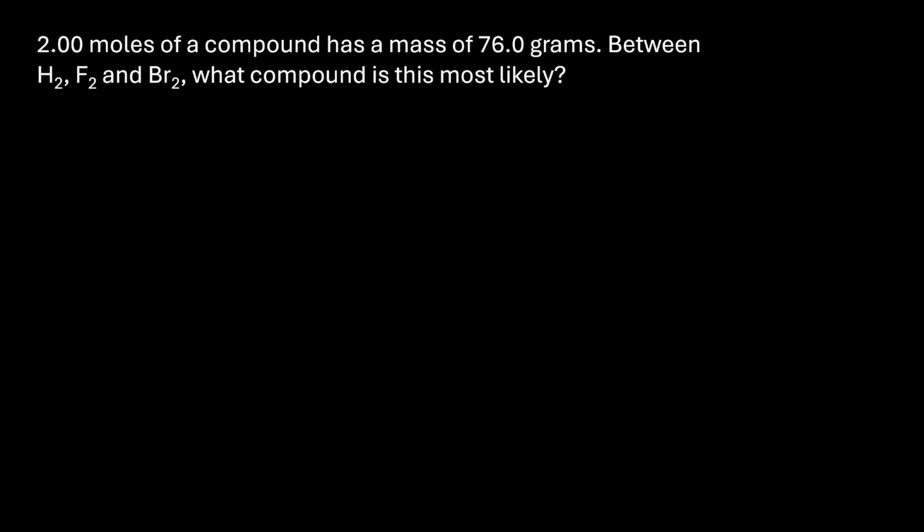In order to find molecular weight, we want it to be in grams per mole. So we want to find our answer here. And we have 76 grams for every 2 moles of our compound. So we take 76 and divide it by 2, and we'll end up with 38 grams per mole. So out of H2, F2, and Br2, we'll have something that resembles very close to 38.